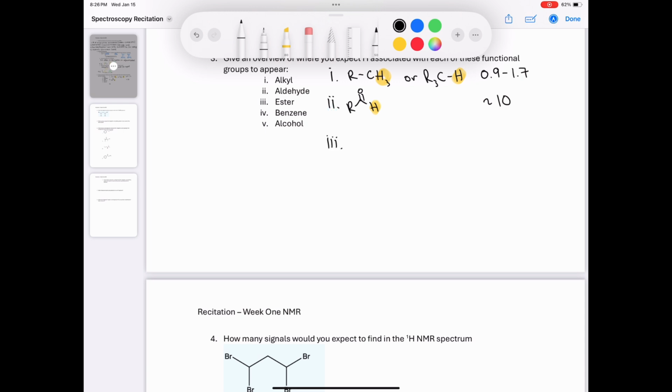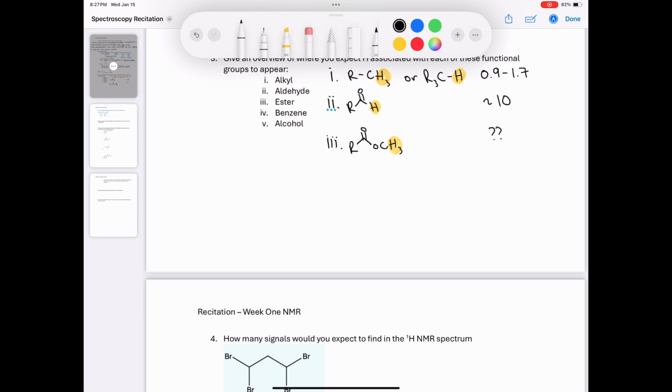Number 3 is an ester, and I think this might have been either a mistake or something that you don't necessarily need to know because this isn't found in the table that's provided to you. So I'm assuming that we're talking about the hydrogens that are attached to the carbon attached to the oxygen. I know that's kind of confusing.